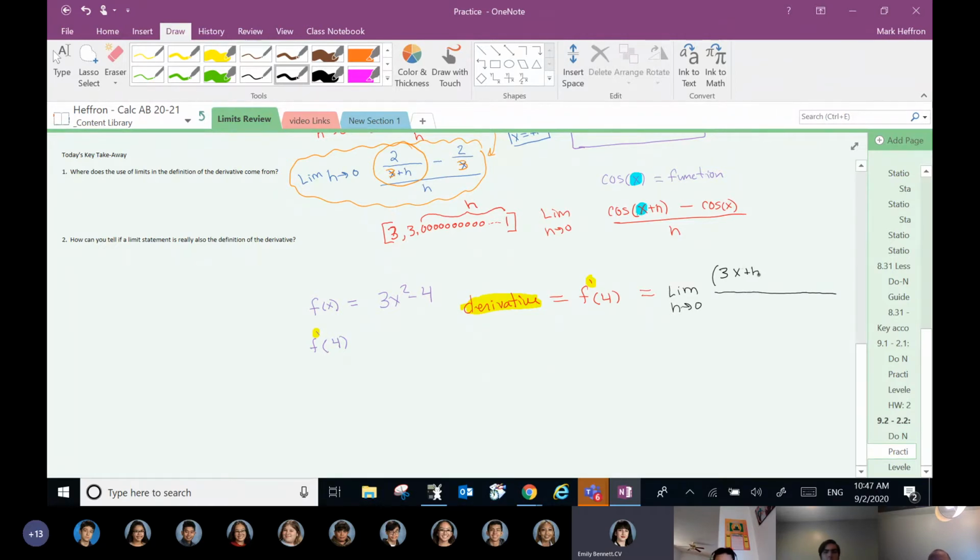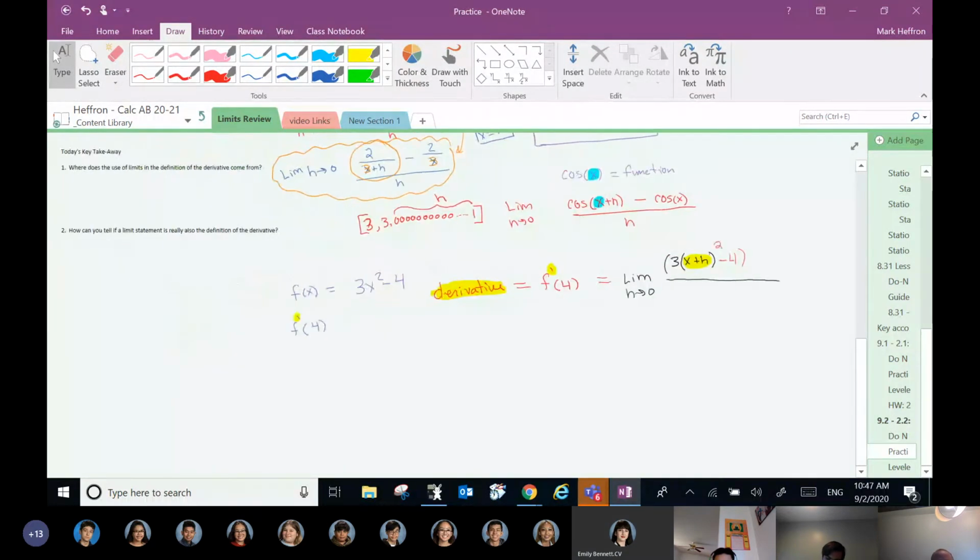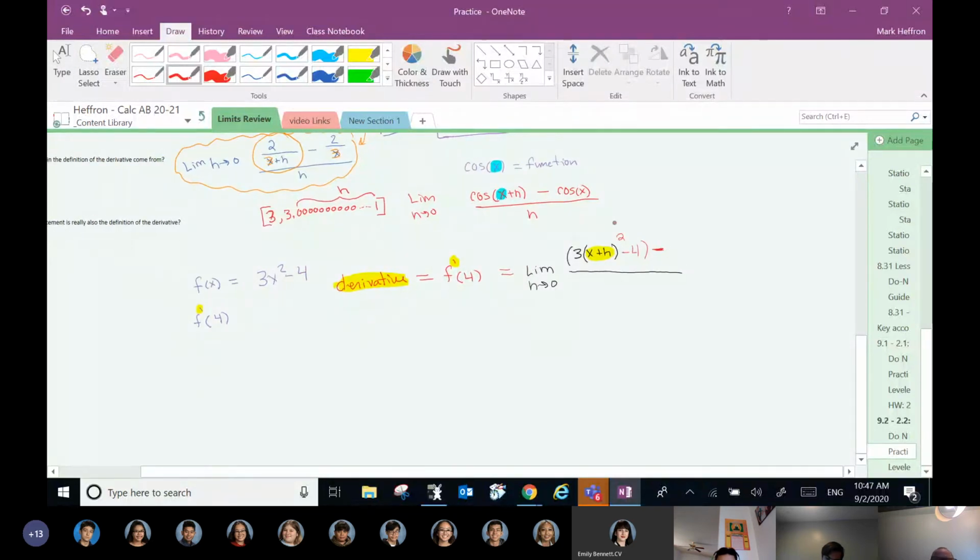Plus h, instead of minus 4. 3 times x plus h. It always goes along with the x. And then, of course, I would square that. And then I'd subtract 4. That's my first term. What's my second term? Well, if this is f of x plus h, my second term is f of x. What is f of x? f of x is 3x squared minus 4. So that would go here.